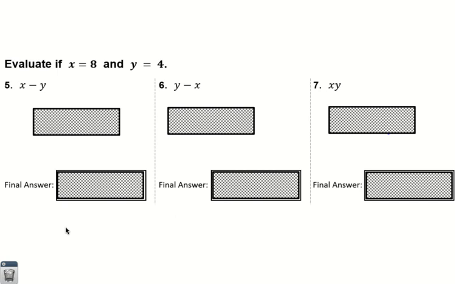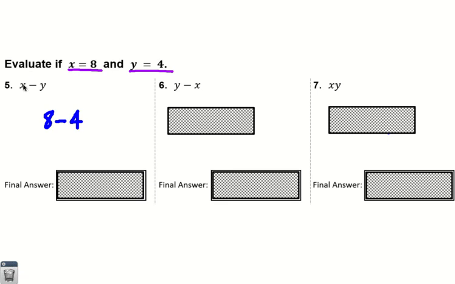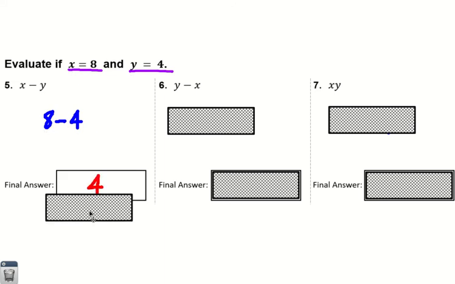Okay, numbers 5, 6, and 7, they want you to do x minus y, but please, please, please pay attention to directions. They're telling you that x equals 8 actually, and y equals 4 actually, so x minus y is really 8 minus 4 when you substitute in the 8 for the x and the 4 for the y. In other words, plugging them in. And so 8 minus 4 is, oh gosh, I don't know, 4.